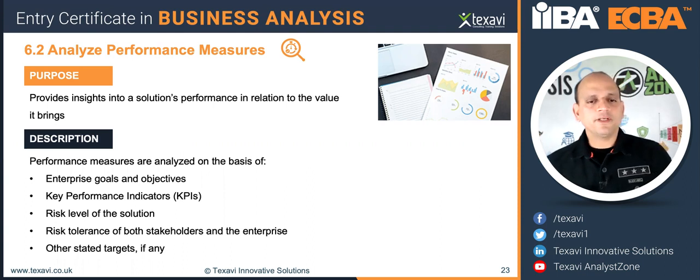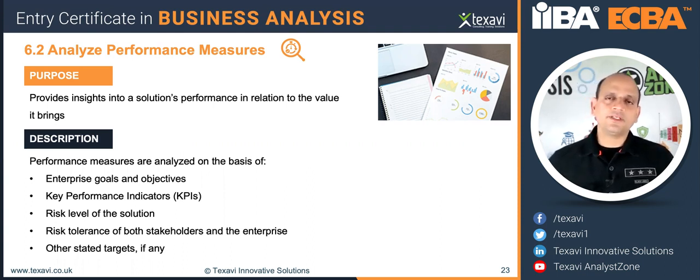And then the performance measures are analyzed on the basis of enterprise goals and objectives, the original business goals, the vision, the mission, the strategic and tactical aspects that we have initially set out. And from there, how we derived the project level or initiative level goals and performances, and also the KPIs that we have set out for the measures, the risk level, how the risk is perceived, what kind of risks we have identified, and the mitigation strategies that we have accordingly identified.